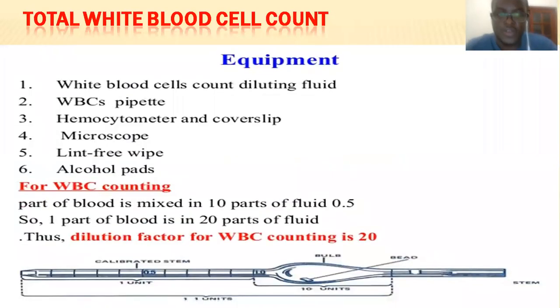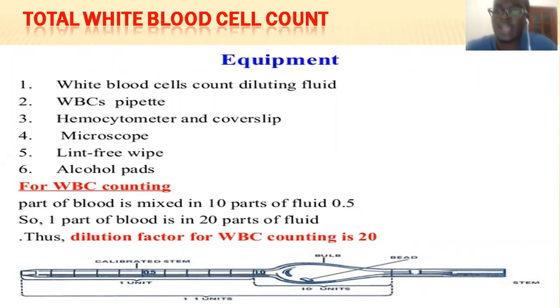I'll explain even if you don't understand. Here, you also need some equipment to do a total white blood cell count. So what kind of equipment do you need? You need white blood cell count diluting fluid, and you also need a white blood cell pipette. Remember, there are 2 types of pipette found with the hemocytometer, the red blood cell pipette and the white blood cell pipette. I already explained how you can differentiate the 2, so I won't waste time explaining that.